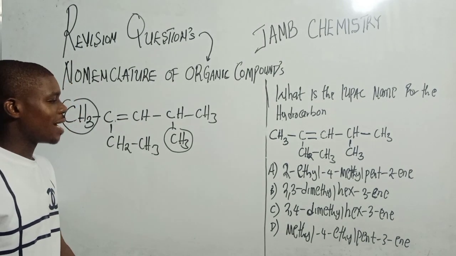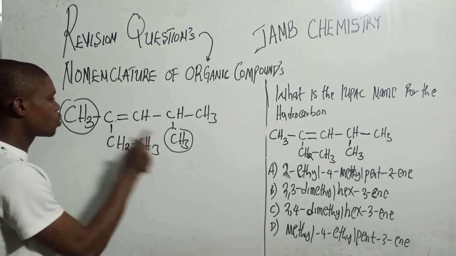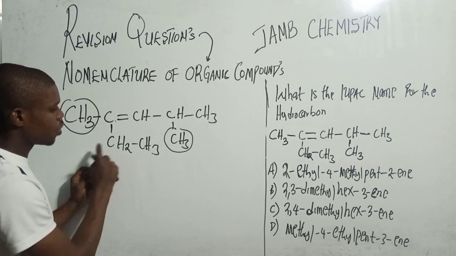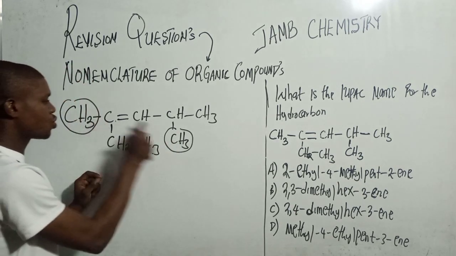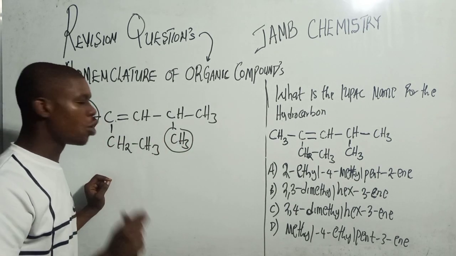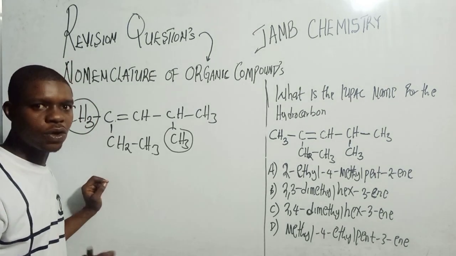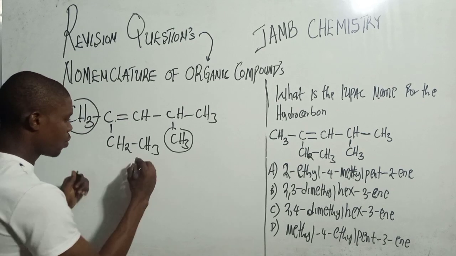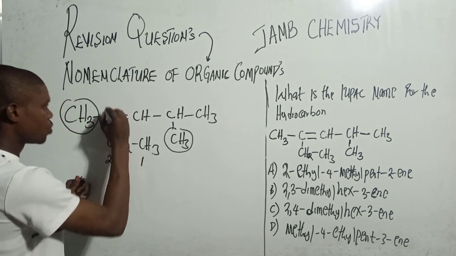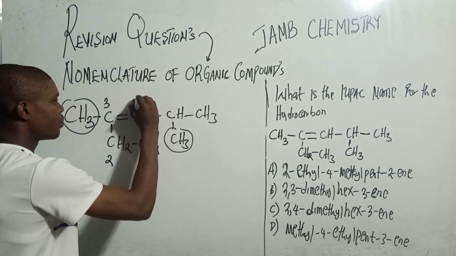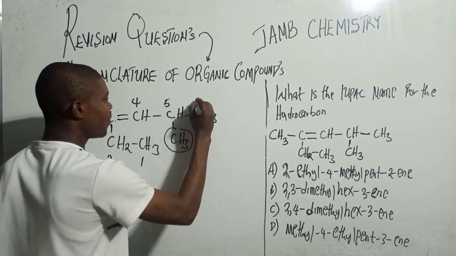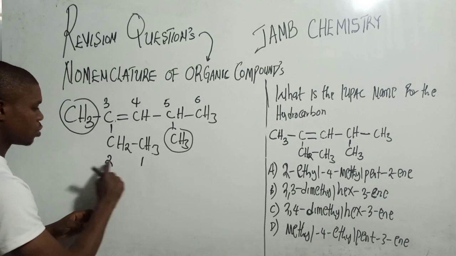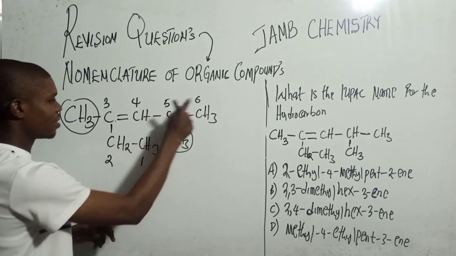Now the next thing you want to look at is the position of the two substituents. When you sum the position of these two substituents, you must have the lowest possible number. Good. So if I start from here, 1, 2, 3, 4, 5, and 6. Right there. 1, 2, 3, 4, 5, and 6.